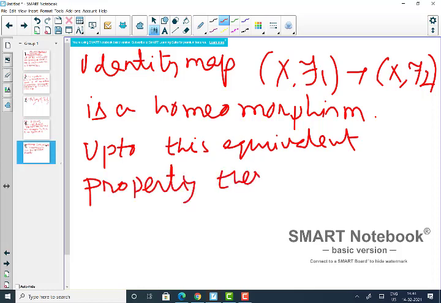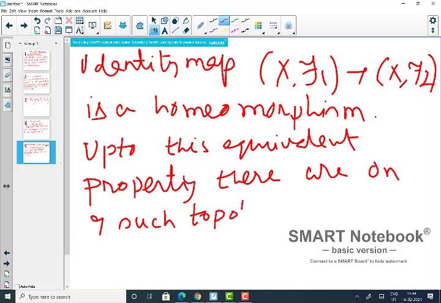There are only 9 such topologies on a set of 3 elements. Okay, such topologies. Okay, for example, let me give an example.